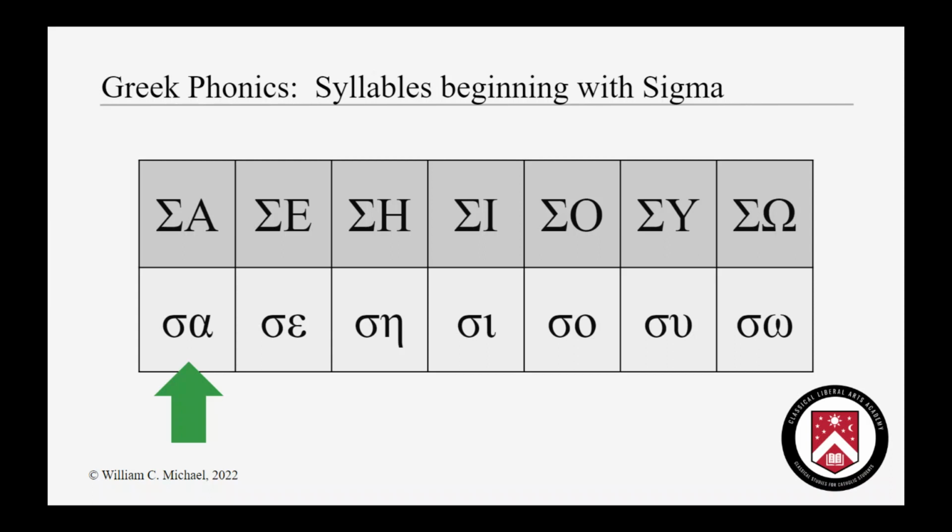Now syllables beginning with sigma. Sa, se, se, si, so, su, so.